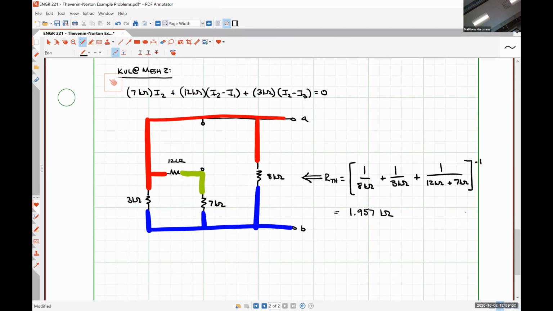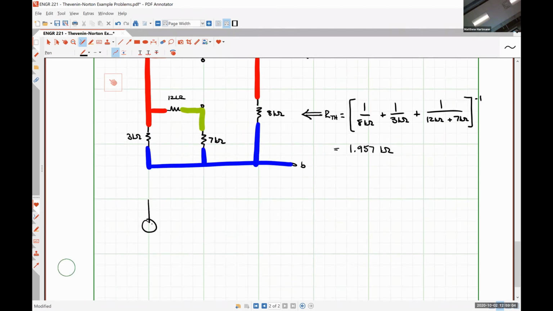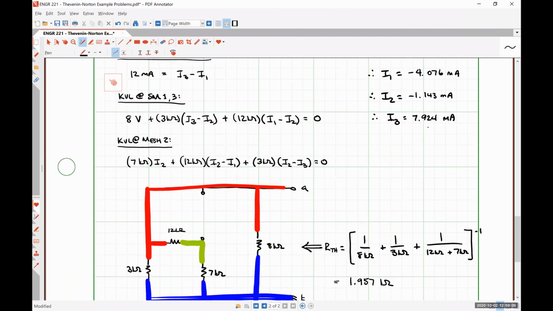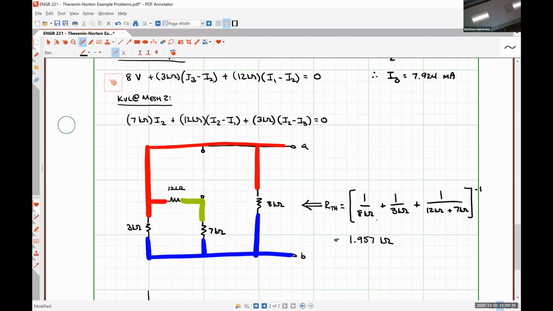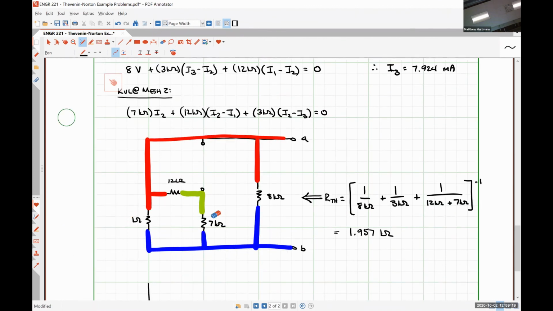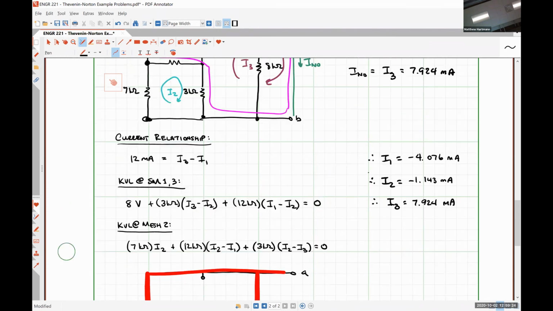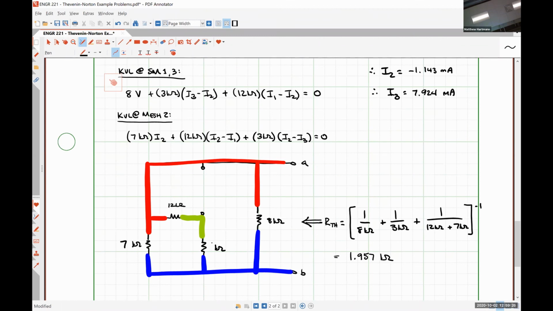And from this, our Norton equivalent circuit. Yes. You have the 7 kilo ohm and the 3 kilo ohm switched? Maybe I do. Let's check. I absolutely do. Thank you. So I got these guys backwards when I redrew my circuit. Thank you very much for pointing that out. So 7 on the left, 3 on the right, which means 7 goes here, 3 goes here. So that's going to change something.